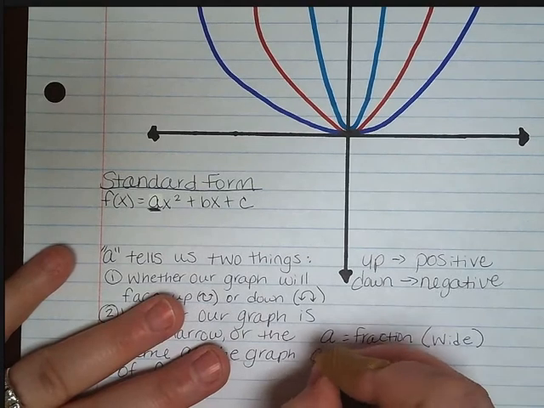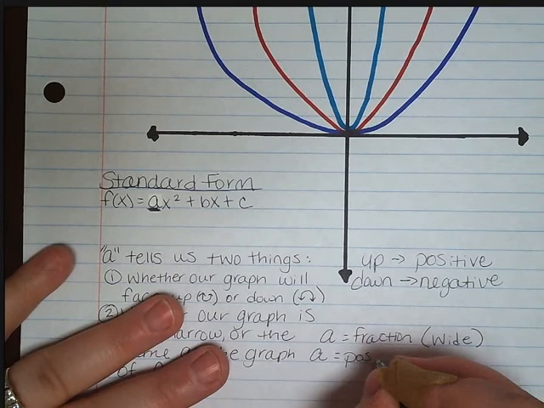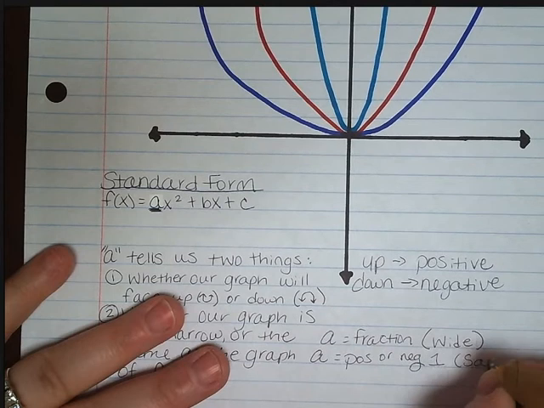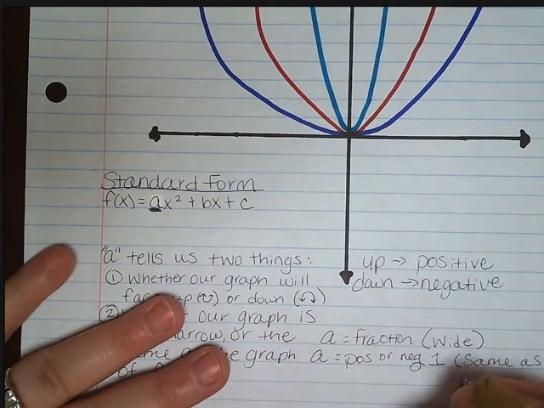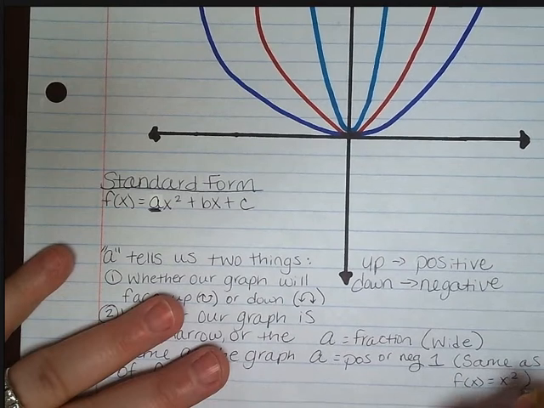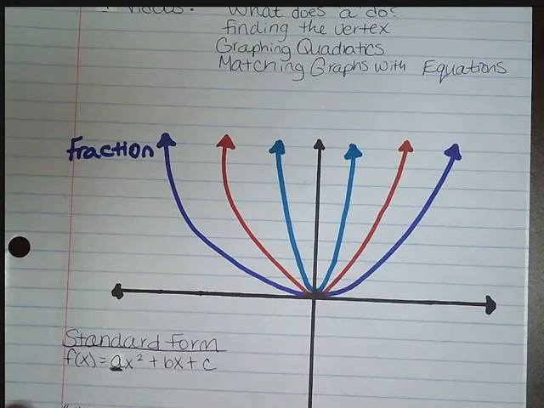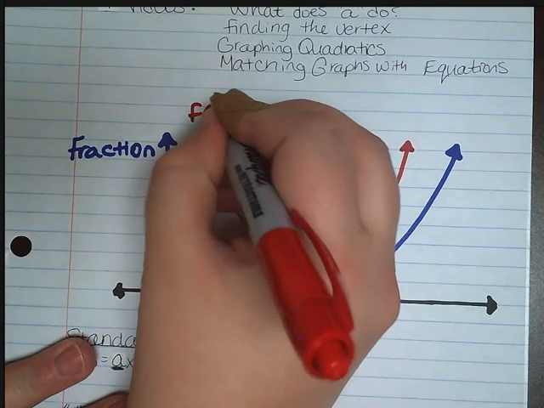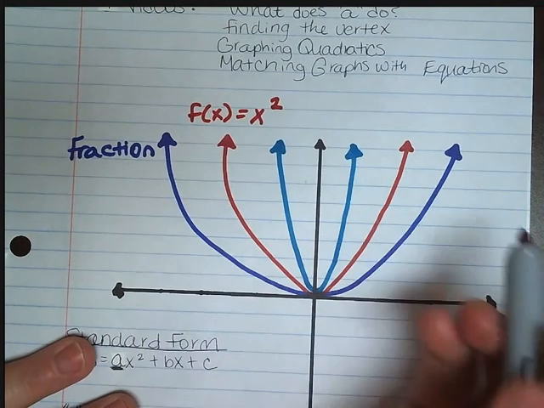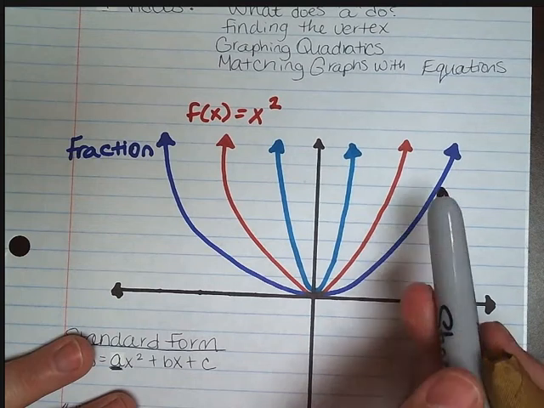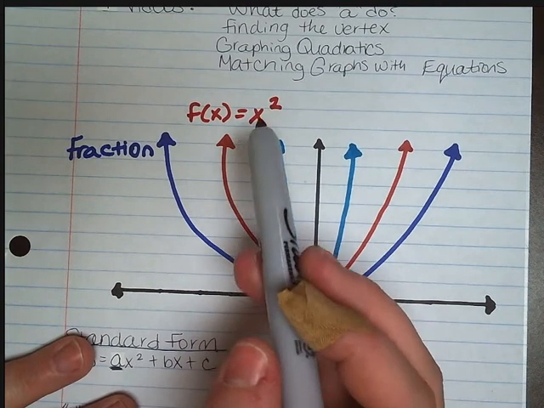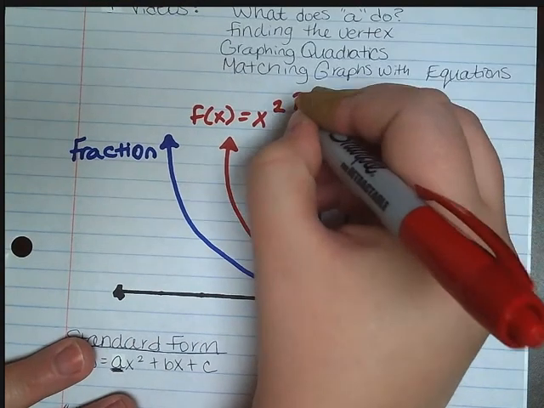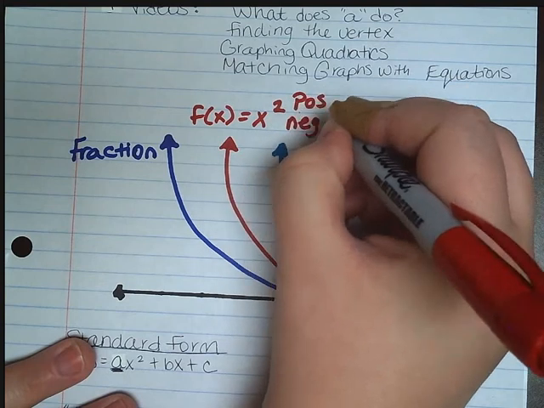If A is a positive or a negative 1, it's going to be the same as f of x equals x squared. So this little red right here is the graph f of x equals x squared. That's the normal size of a graph if you just have a 1 in front of that x squared. So it can be either positive or negative 1.